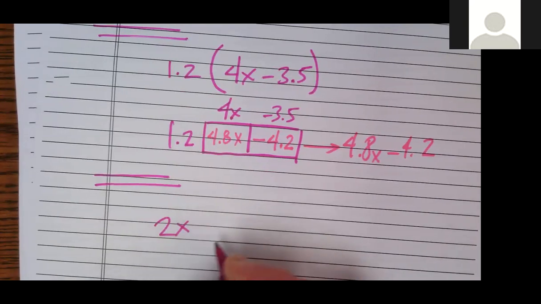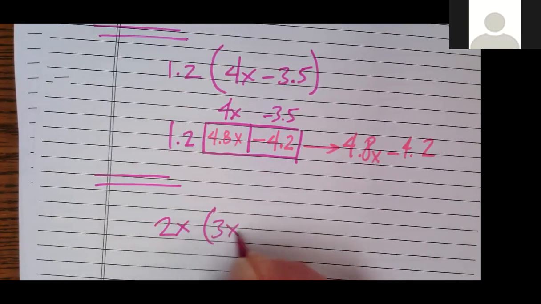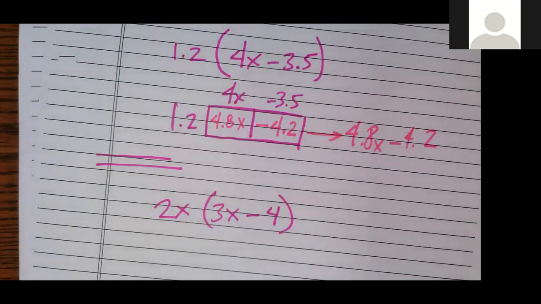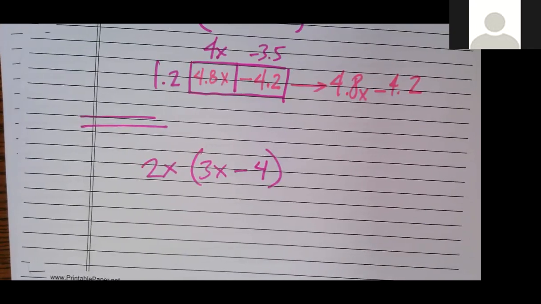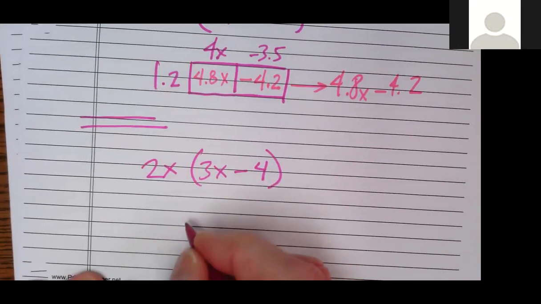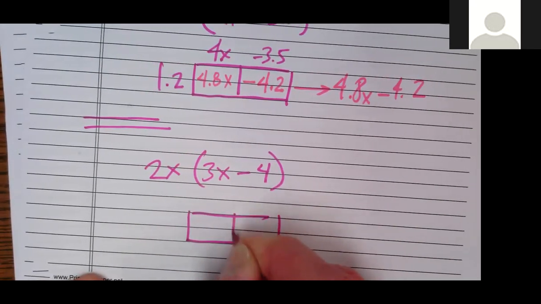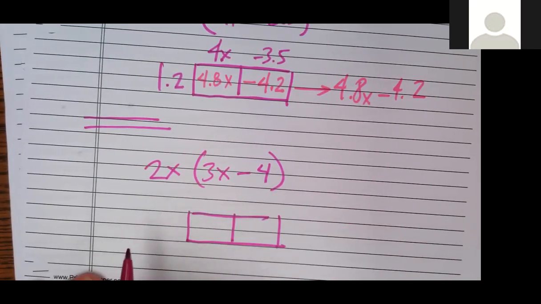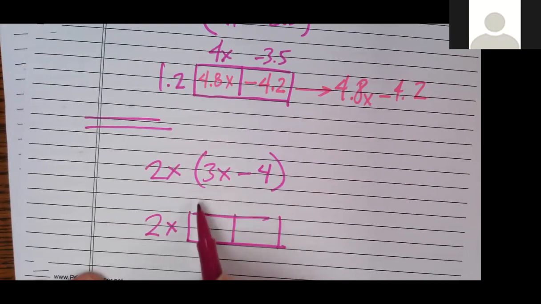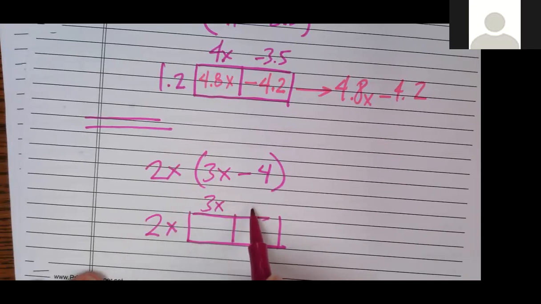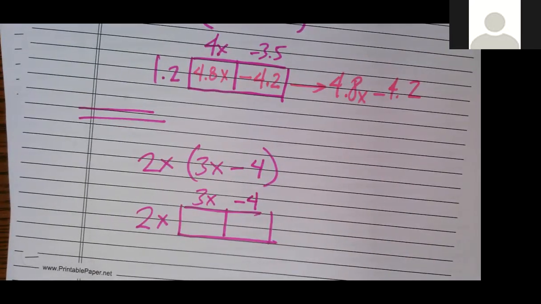What if I gave you this? Could you help me set this up for a minute? If I set this up with my 1 by 2, what goes out here? What goes right there? 2x, absolutely correct. What about on the top here? That's a 3x. What about here? Negative 4. Now, guys, it's time to pay attention.